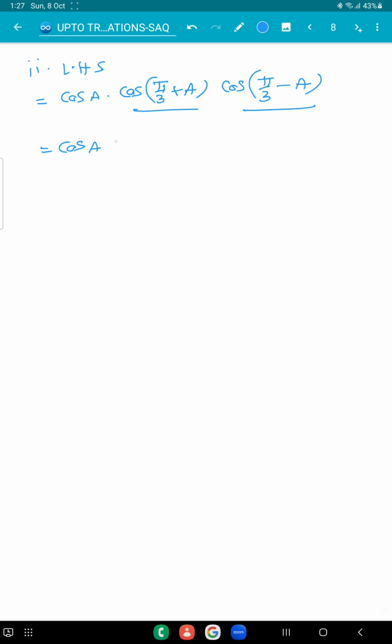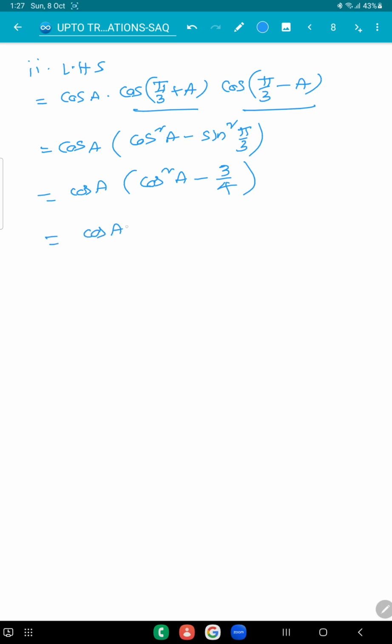I am writing that cos A plus B into cos A minus B is equal to cos square B minus sin square A. It makes the process easier. Cos A into cos square A minus sin square pi by 3, where sin pi by 3 is root 3 by 2, so sine square means 3 by 4. Cos A into 4 cos square A minus 3 by 4.